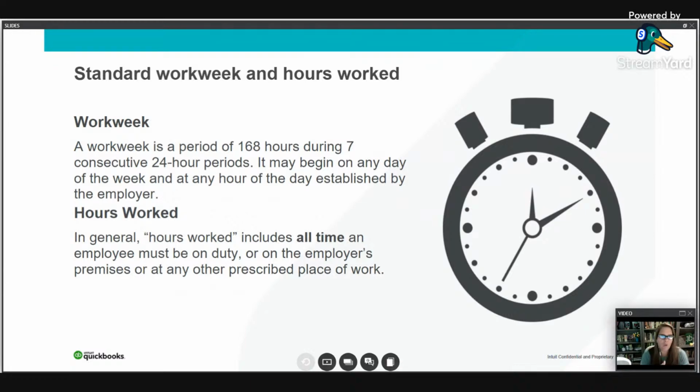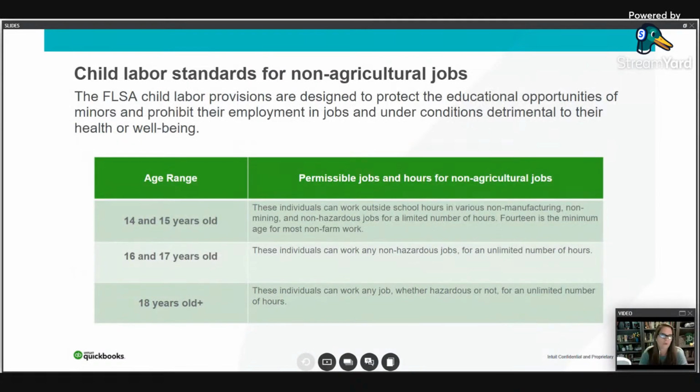By definition, a work week is a period of 168 hours during 7 consecutive 24-hour periods. It can start any day of the week, Sunday to Saturday. You can go Wednesday to Tuesday, it doesn't matter. And any hour of the day established by the employer. Hours worked is going to include all the time that the employees must be on duty at the employer's premises or any other place of work.